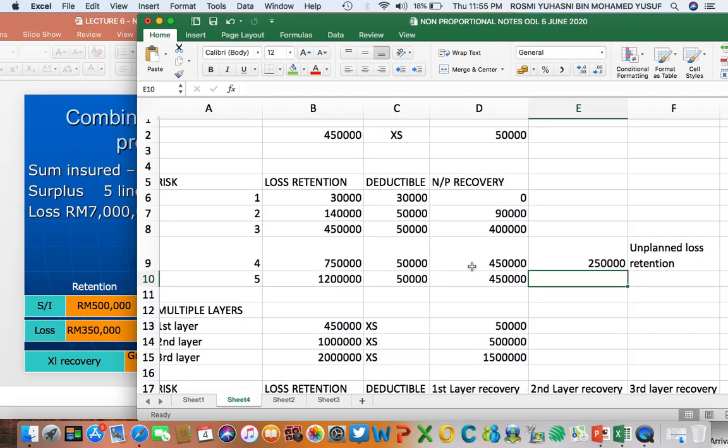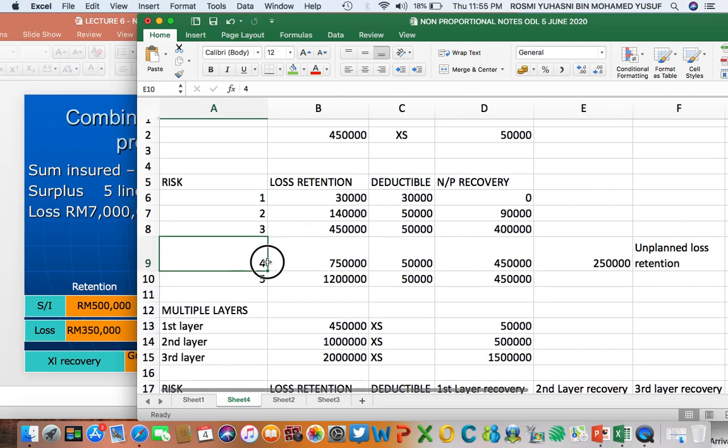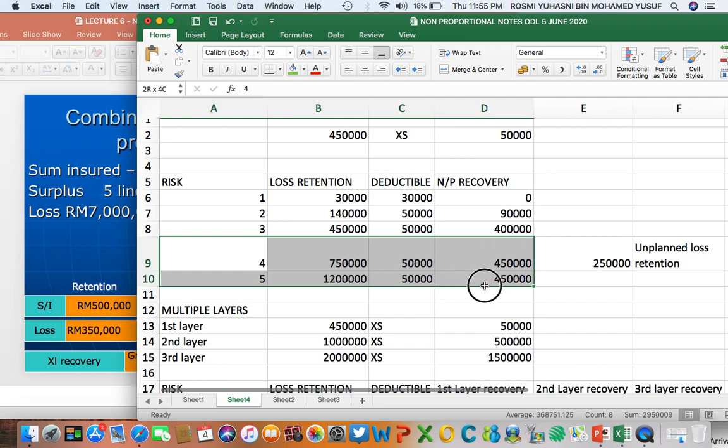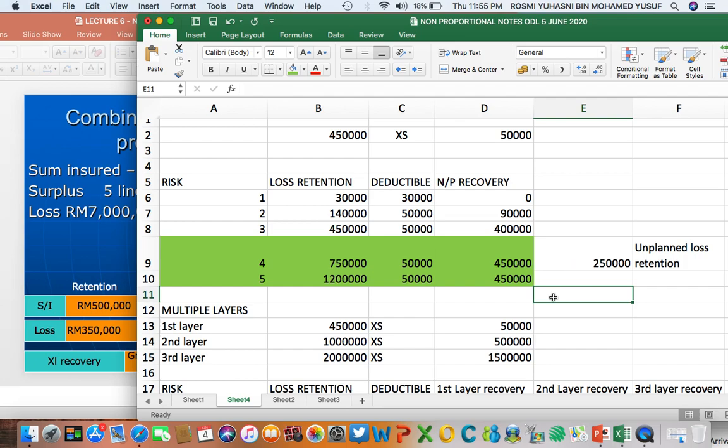So you can see that for risk number 4 and risk number 5, there is not enough cover to protect the incurred loss for risk number 4 and risk number 5. And these shortages, we call unplanned loss retention. So there are two cases of unplanned loss retention, for risk number 4 and risk number 5. And how to solve this problem?